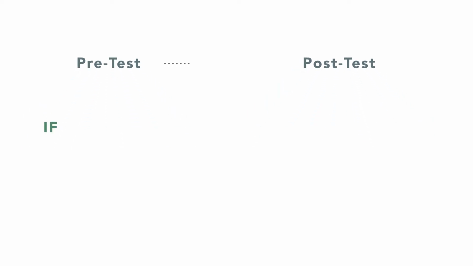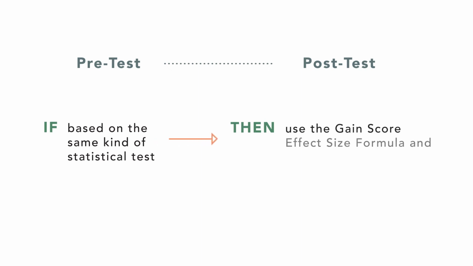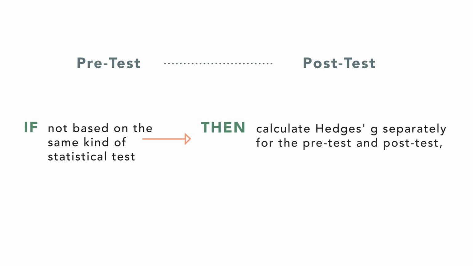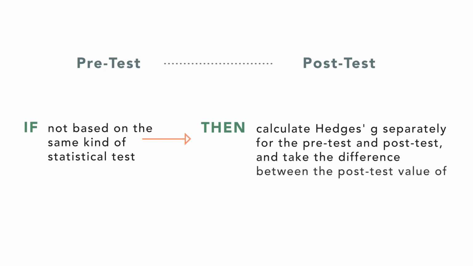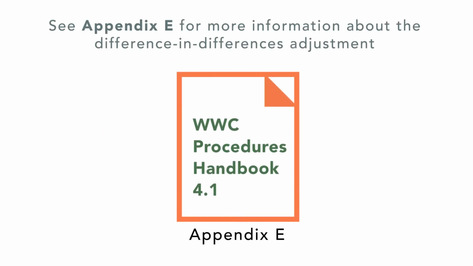The WWC has also clarified when to apply a difference in differences effect size adjustment. If pre-test and post-test effect size estimates for differences between conditions are based on the same kind of statistical test, reviewers should use the gain score effect size formula and the pooled post-test standard deviation. Otherwise, calculate Hedges G separately for the pre-test and post-test, and take the difference between the post-test value of G and the pre-test value of G multiplied by the correlation between the baseline and outcome measures. See Appendix E of the version 4.1 Procedures Handbook for more details.